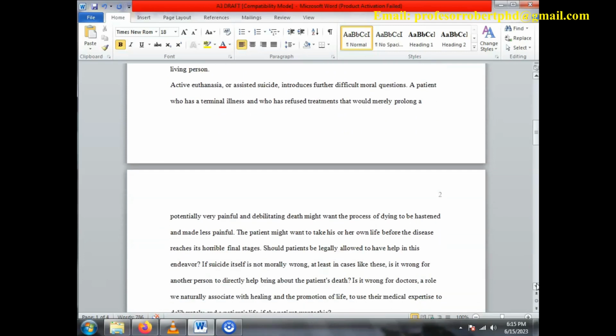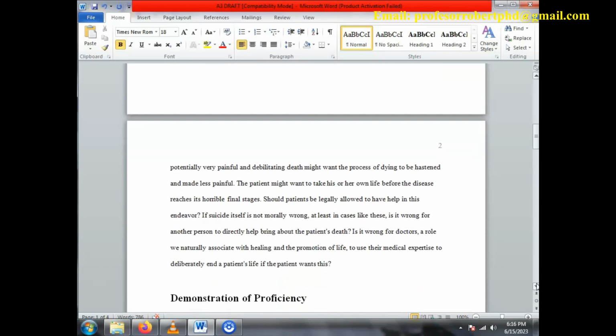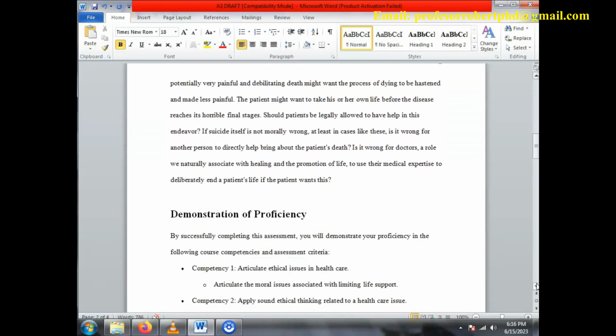A patient who has a terminal illness and who has refused treatments that would merely prolong a potentially very painful and debilitating death might want the process of dying to be hastened and made less painful. The patient might want to take his or her own life before the disease reaches its horrible final stages. Should patients be legally allowed to have help in this endeavor?